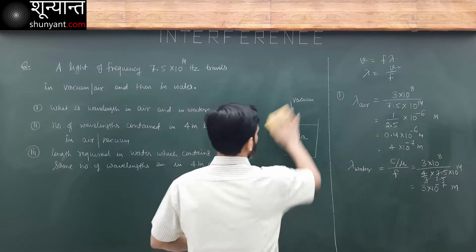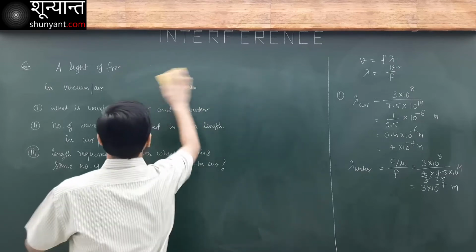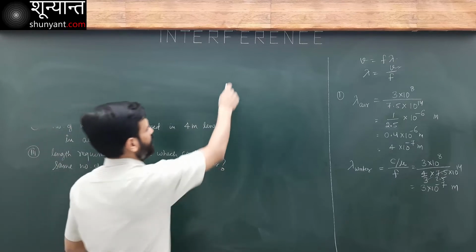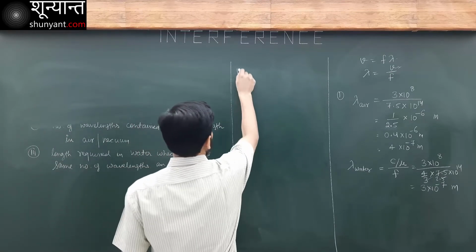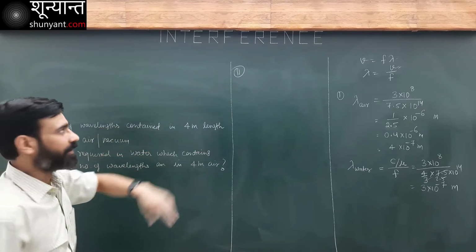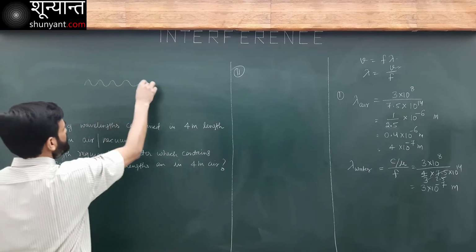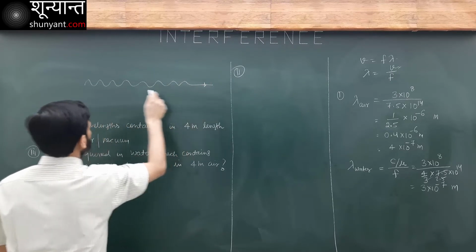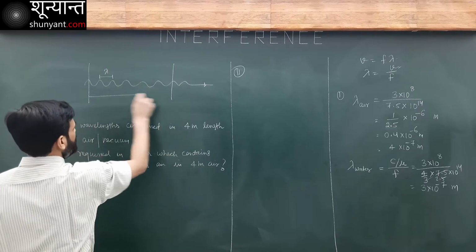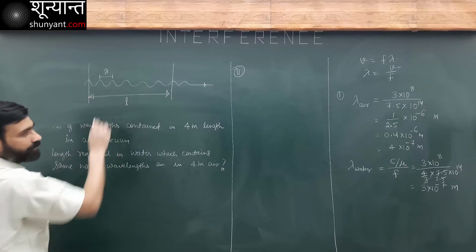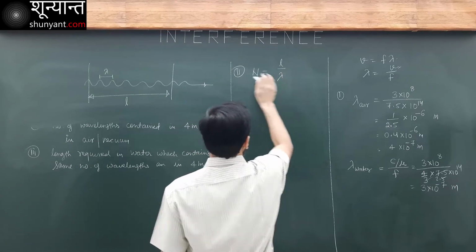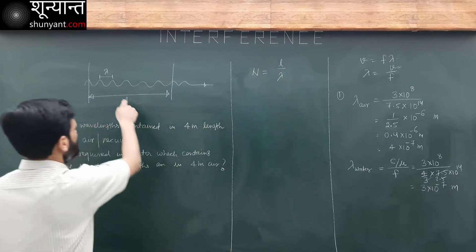Now we got the first one. Let's look at the second: the number of wavelengths contained in 4 meter length in air. Let's say that I have this light wave. This distance is the wavelength. If I want to find the number of wavelengths contained in a certain length L, then the number of wavelengths is going to be equal to L over lambda.